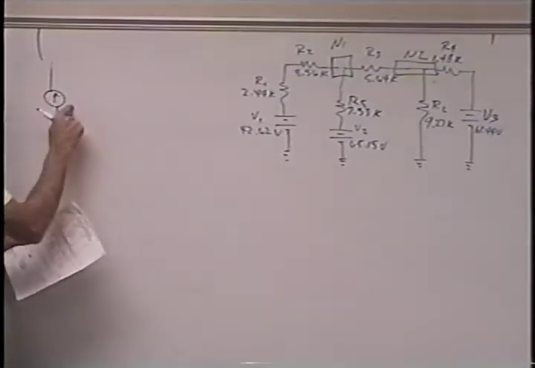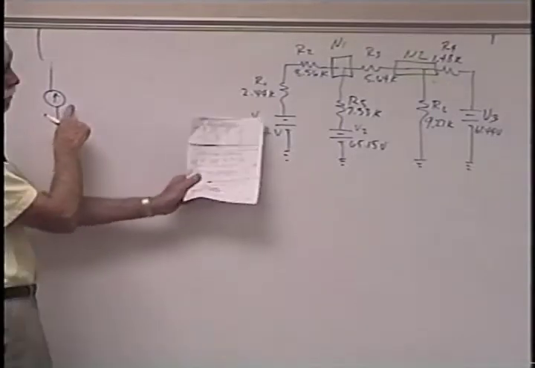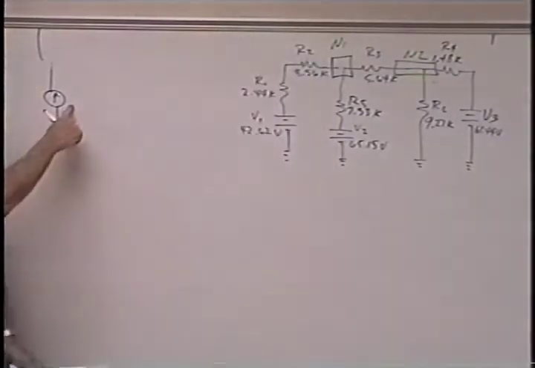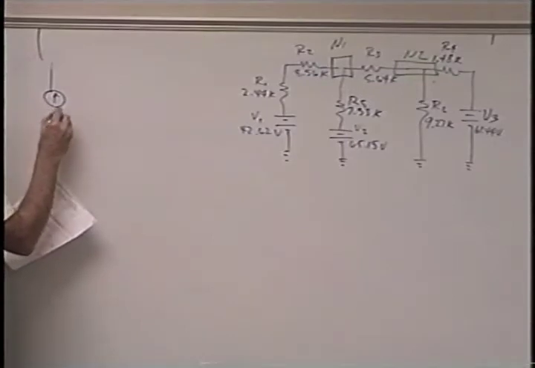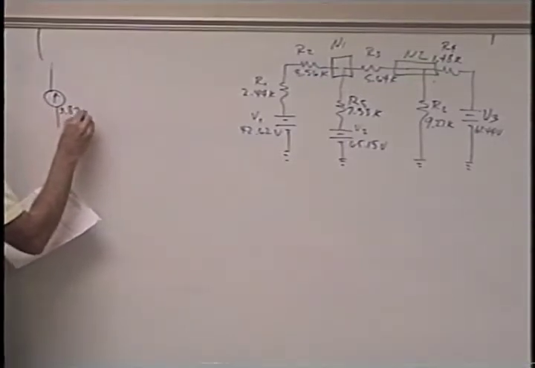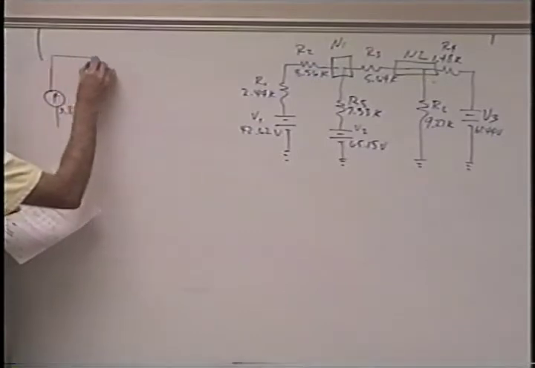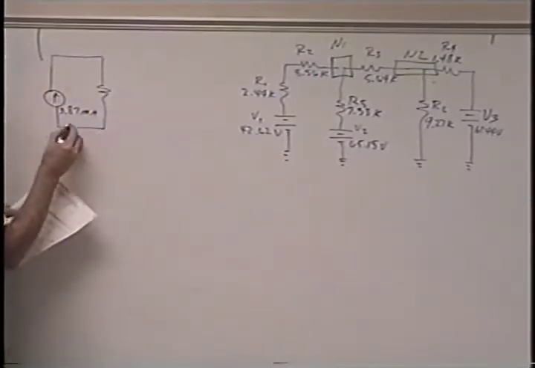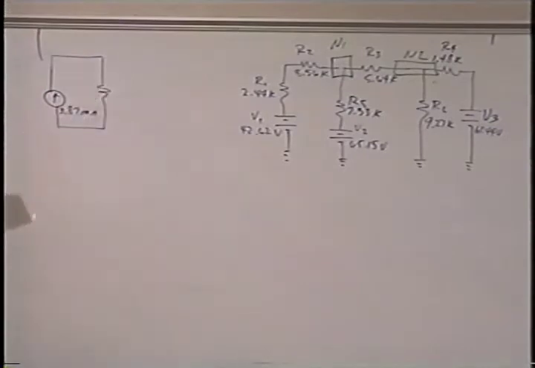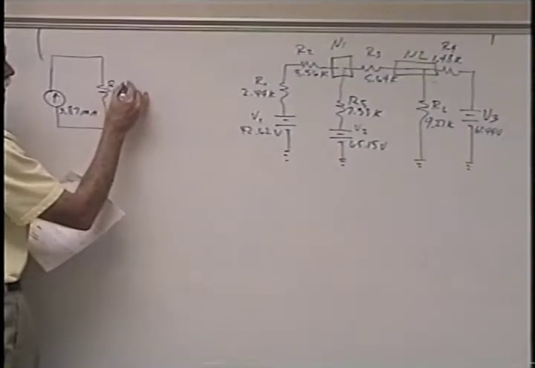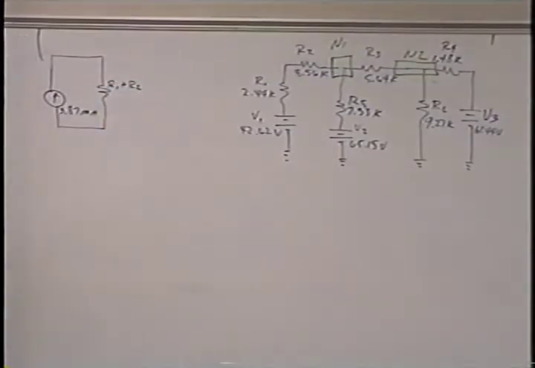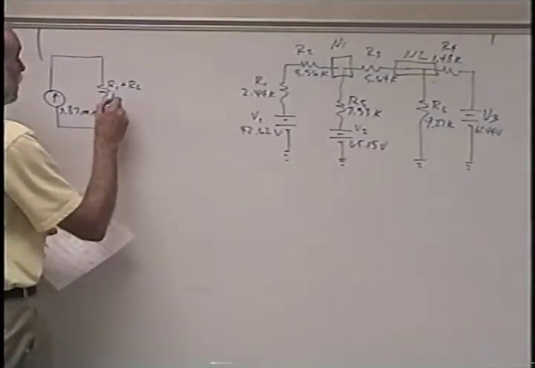This current source right here will represent V1 divided by R1 plus R2. So this turns out to be 3.87 milliamps. And in parallel with that, of course, I have my resistor here that represents the combination of R1 and R2. So I'm just going to label this R1 plus R2. Now that value, if you add those two together, turns out to be 11 K ohms.